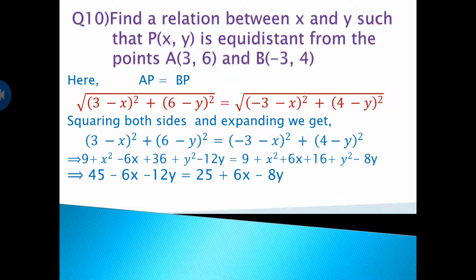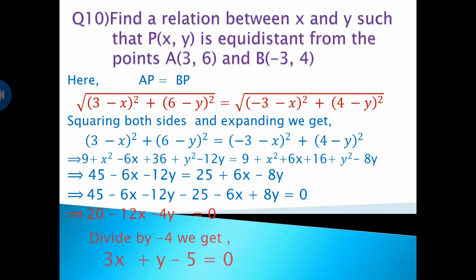And on rearranging the terms, we get the equation as 20 minus 12x minus 4y equal to 0. Divide throughout by minus 4. We get the answer as 3x plus y minus 5 equal to 0. So this is the required equation in terms of x and y. As there are two unknown quantities and we are having only one equation, we cannot solve for x and y. That is why in the question it is asked find a relation between x and y. Means we have to form a linear equation in terms of x and y.